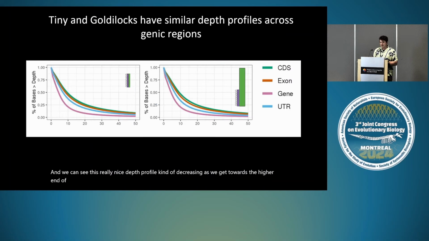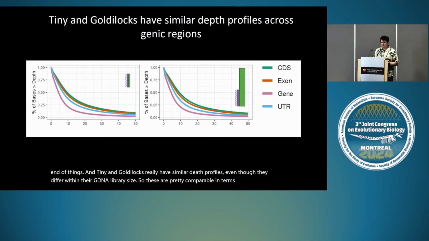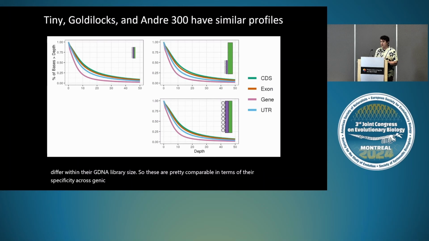And we can see this really nice depth profile decreasing as we get towards the higher end of things. Tiny and Goldilocks have similar depth profiles, even though they differ in their gDNA library size. So these are pretty comparable in terms of their specificity across genic regions. And Andre 300 also has a similar depth profile across all of these genic regions. So it doesn't look like a larger gDNA size is having an impact on the specificity.